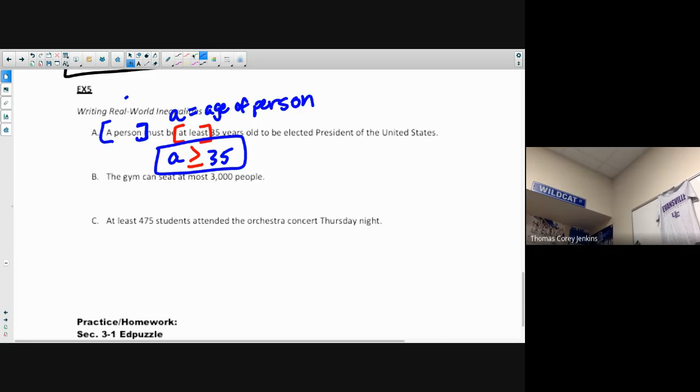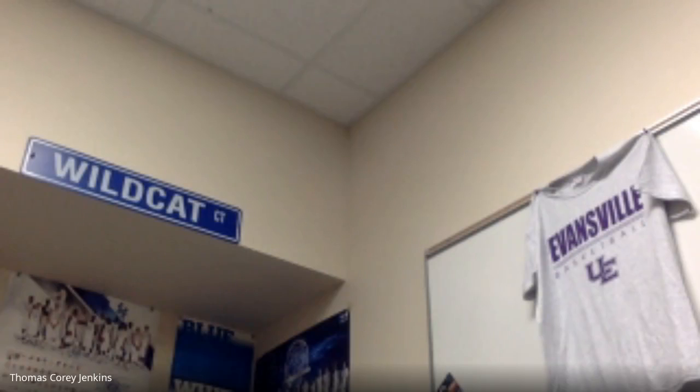All right, and then the last one, the B, the gym can seat at most 3,000 people. So in this case, we would let gym or G be the gym's seating capacity. That's not how you spell gym. Sorry about that.